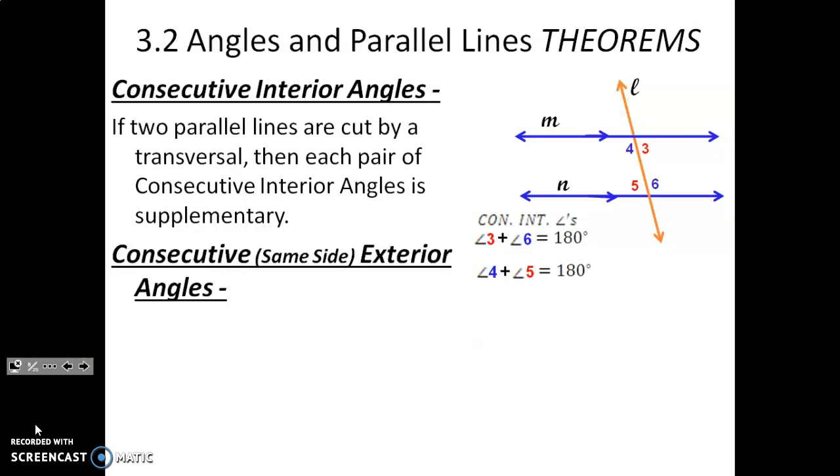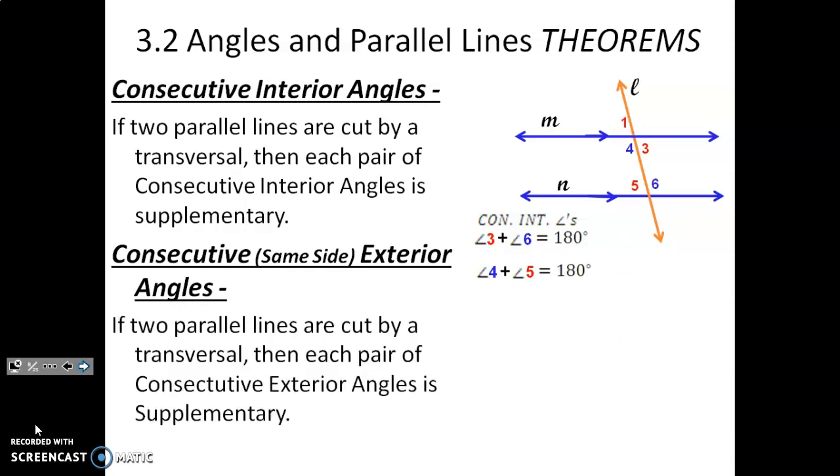Now consecutive exterior or same side exterior, same thing, opposite colors. So they're going to add up to 180. Now the colors, I should stress that not everything's going to be color coded for you, but if you get to see that pattern and you start seeing how that works, I think it'll make it a little easier for you too. So these are our supplementary ones. They're the ones that add up to 180. So 3 of them so far are congruent to each other. 2 of them are supplementary to each other.